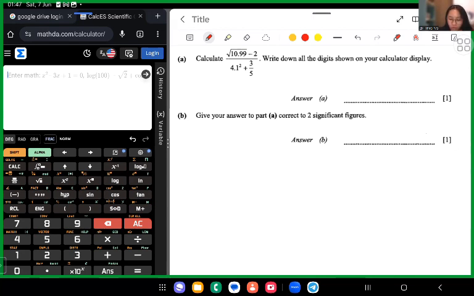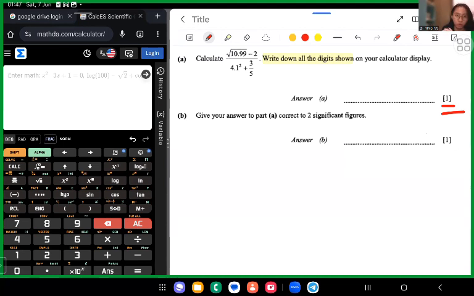Calculate square root of 10.99 minus 2 over 4.1 squared plus 3 over 5. Write down all the digits shown on your calculator display. For this question, it consists of only 1 mark. So this means that we do not need to write out the working steps. We can directly use our calculator to calculate and write the answer directly.